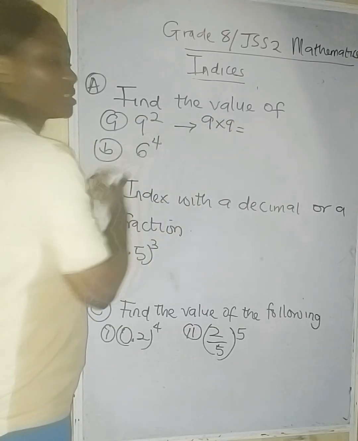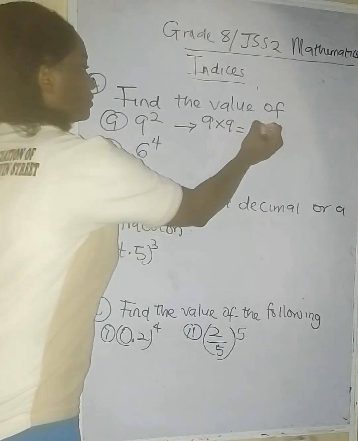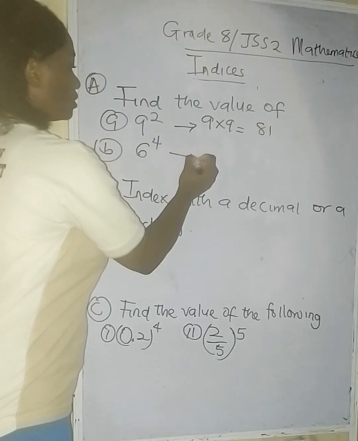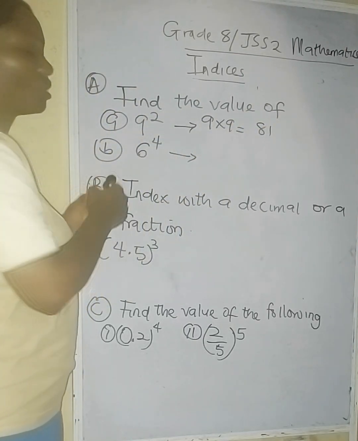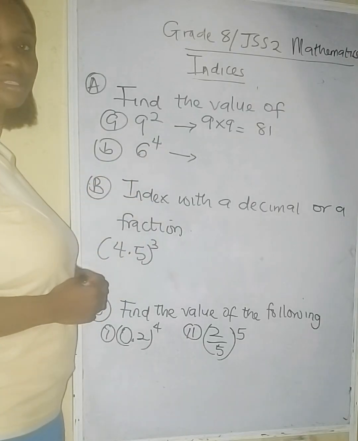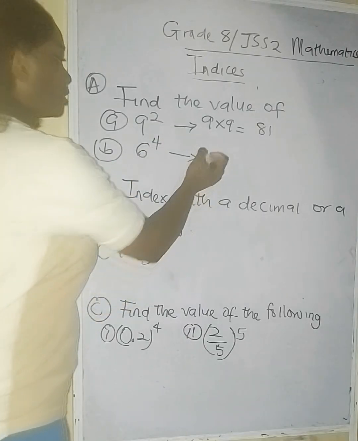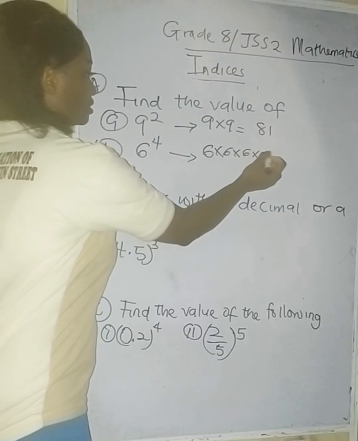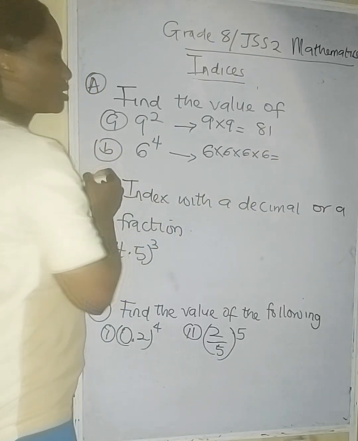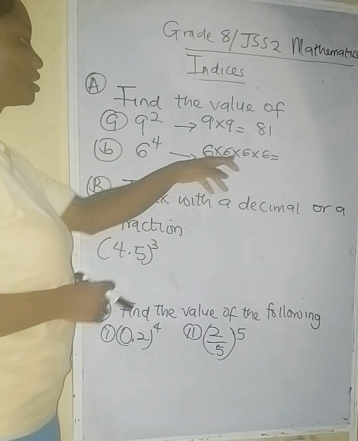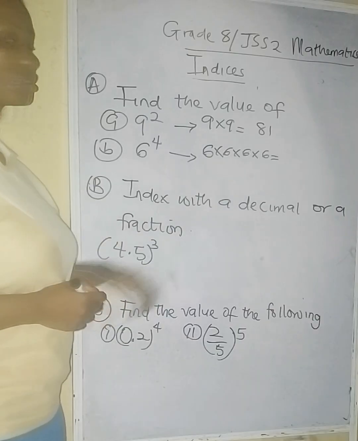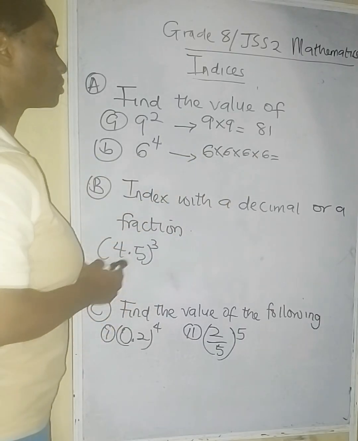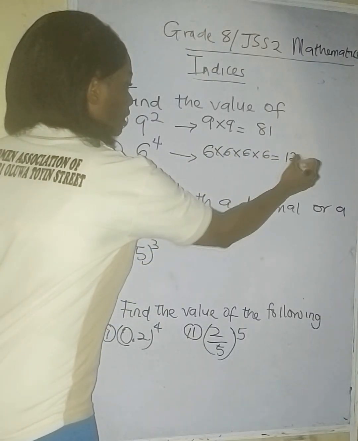And 9 times 9 is what? It's 81. Very good. So now we have what? 6 raised to power 4. How many times are we going to count 6? 4 times. Let's do that. 6 times 6 times 6 times 6. Okay. So now 6 times 6 is 36. 36 times 6 will give us the next number. Then times 6. That's what? 1296.